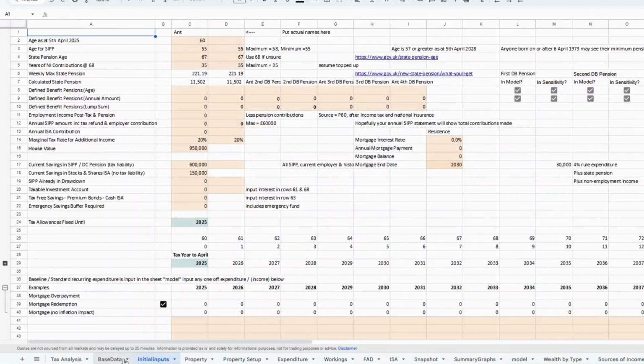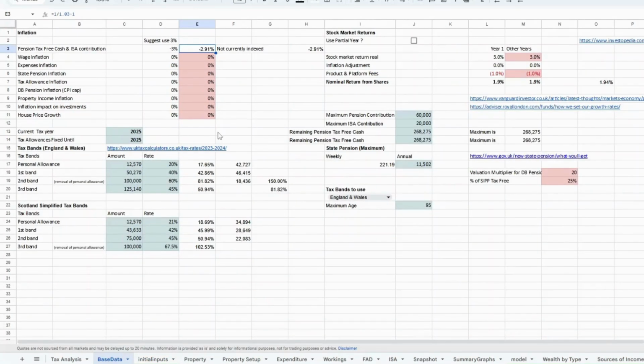And then don't forget to put the data back to how it should be for the default settings after you've run your analysis excluding inflation.